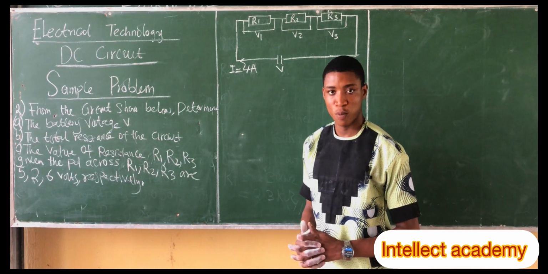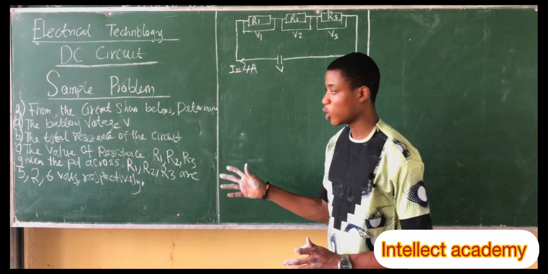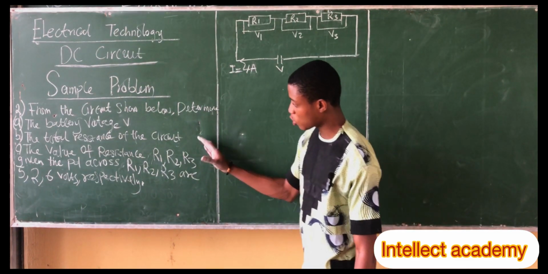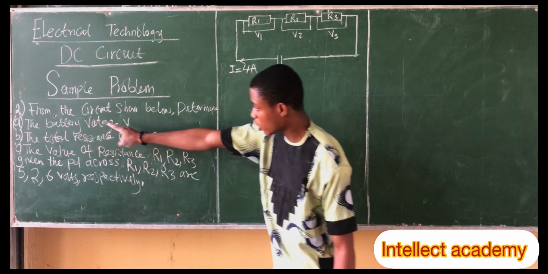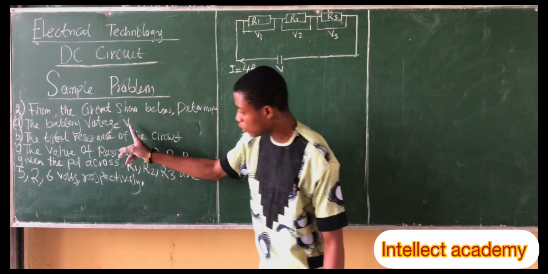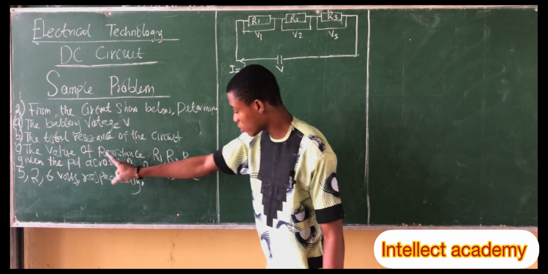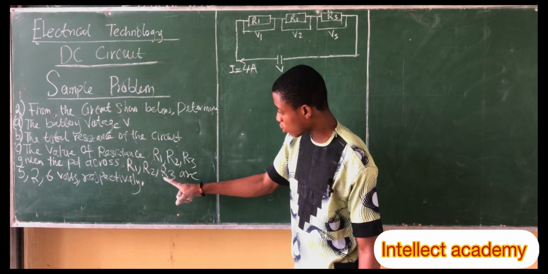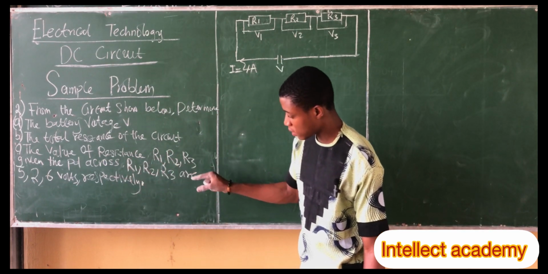So, still on sample problems, we have sample problem 2, still on the DC circuit. Now, this problem is from the diagram. So we have the question on the board. The question says, from the circuit below, determine the battery voltage V, the total resistance of the circuit, the value of those resistances, R1 and R2, given the potential difference across R1 and R2 as 5 and 6 volts respectively.